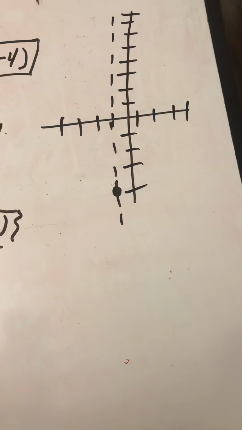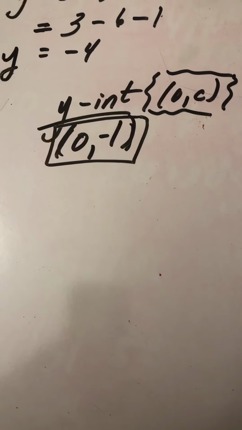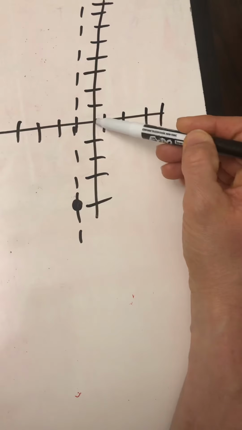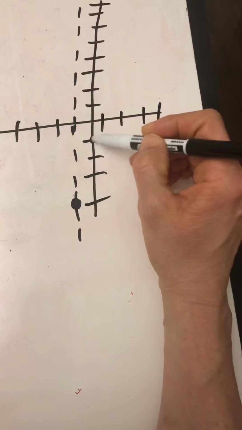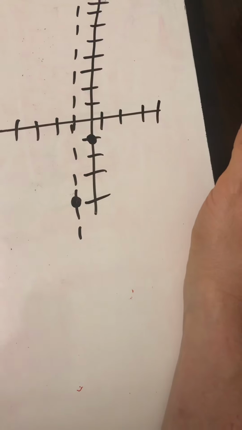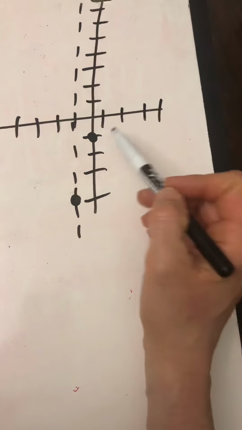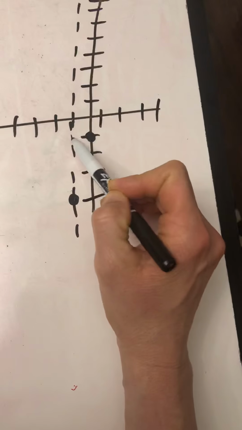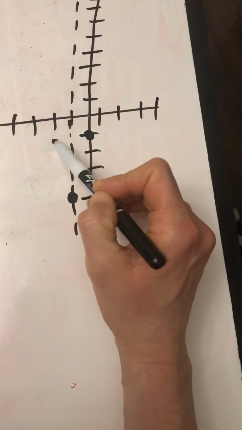The next thing we're going to do is plot my y-intercept. The y-intercept is at 0, negative 1. So I'm going to go to 0, negative 1, plot my point, and then I'm going to reflect that over to the other side. This y-intercept is 1 unit away from my axis of symmetry, so I'm going to go 1 unit to the other side.